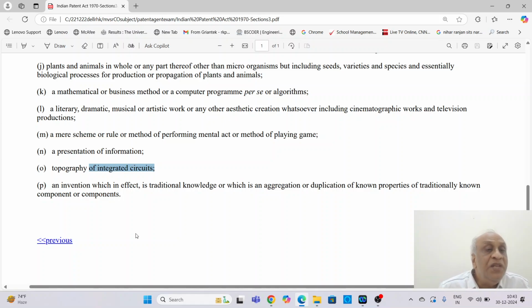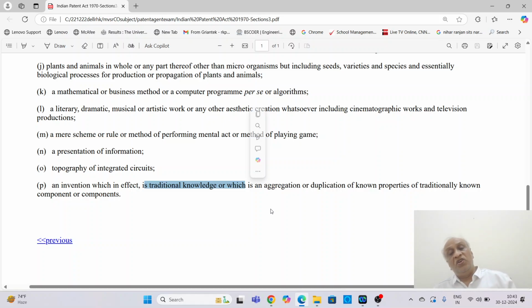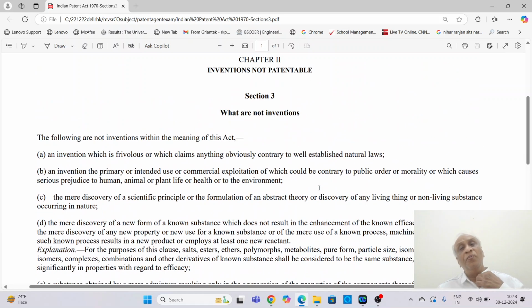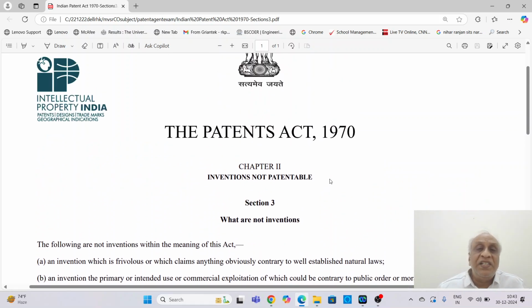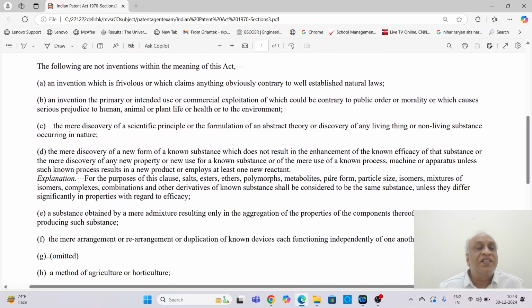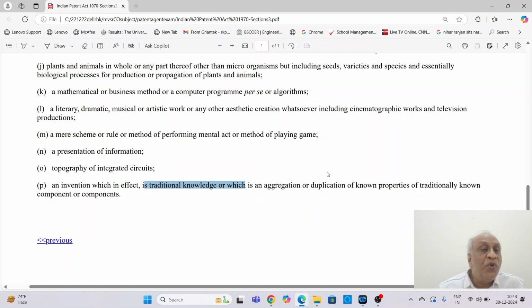Coming to the last, 3P, an invention which is in effect traditional knowledge. Say for example, India has a huge traditional knowledge in Vedas and everywhere, like tulsi or neem tree or haldi or basmati. So all those cannot be patented. So this was a small brief about Section 3 of the Indian Patent Act 1970, starting with A to P.